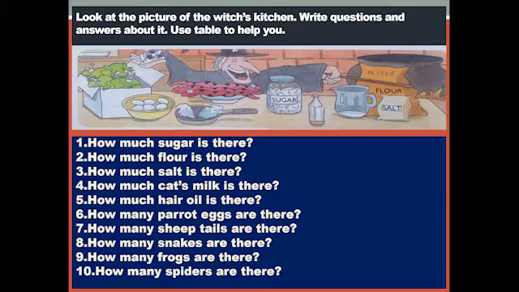The question number 3 is: how much salt is there? Again look at this picture and tell me how much salt. Yes, there is a little salt.